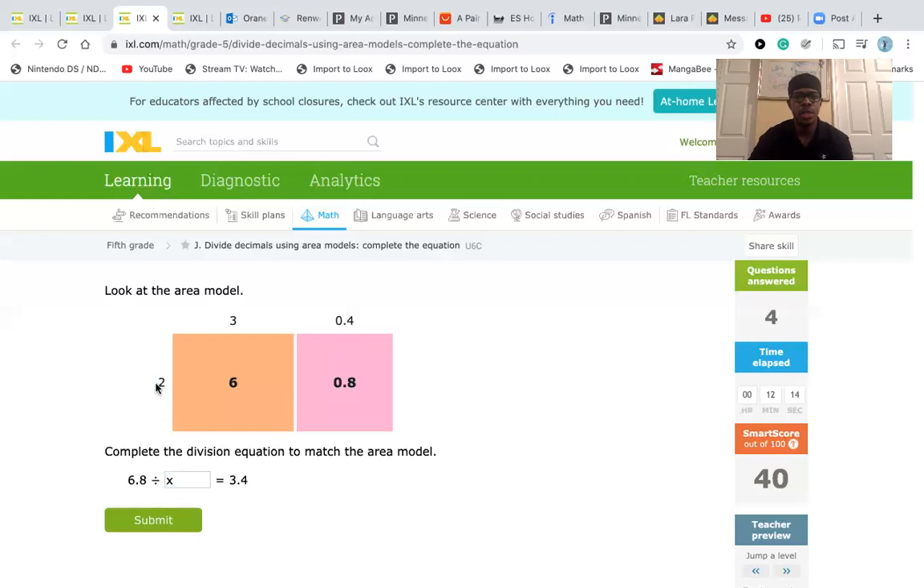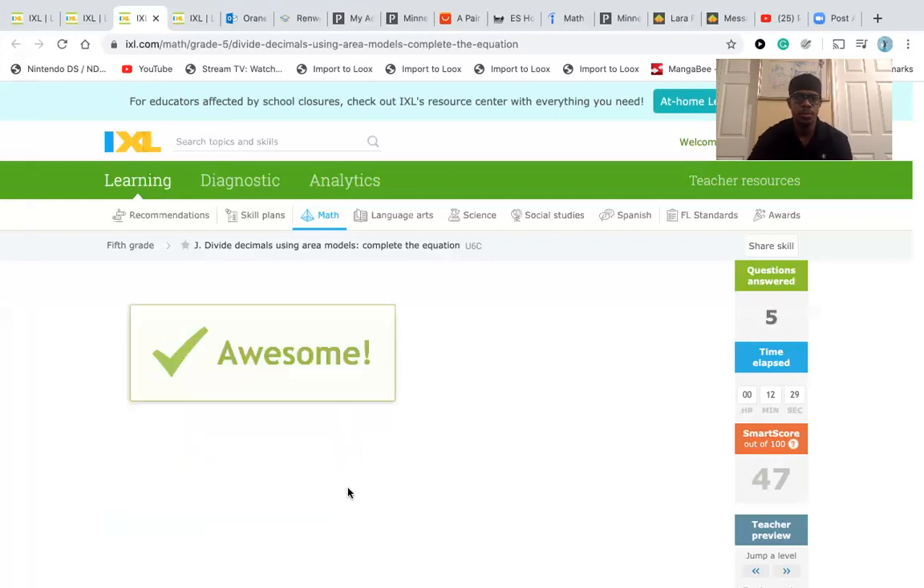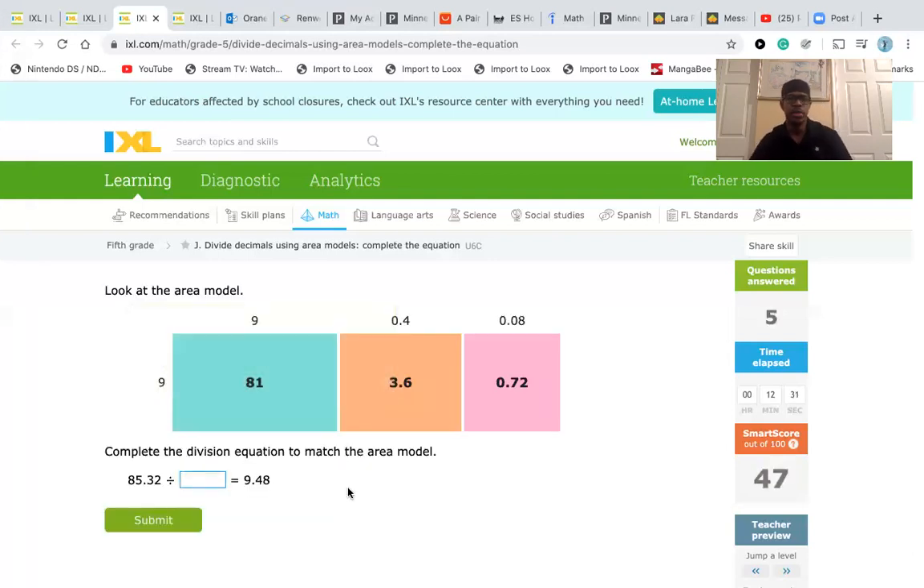Yeah, it should be 2. We're at 3.4, according to the area model here, 3.4 times 2 is going to give us 6.8. So we can put the 2 there. Awesome. All right.